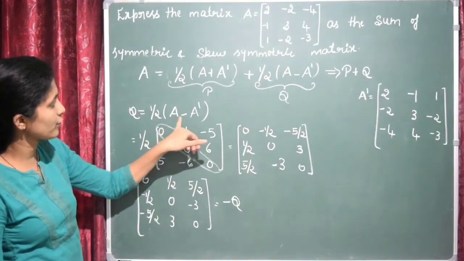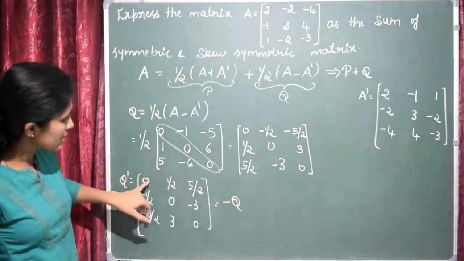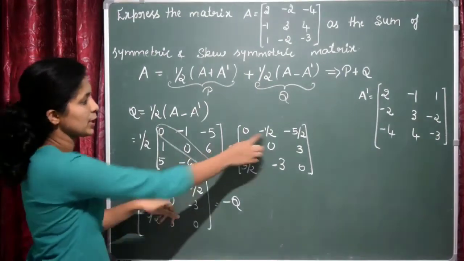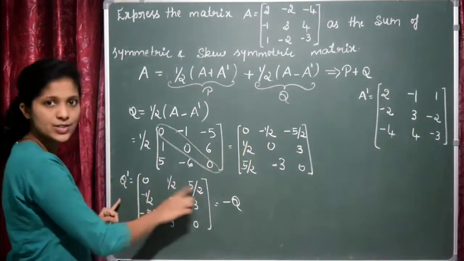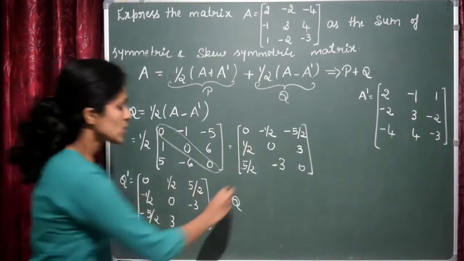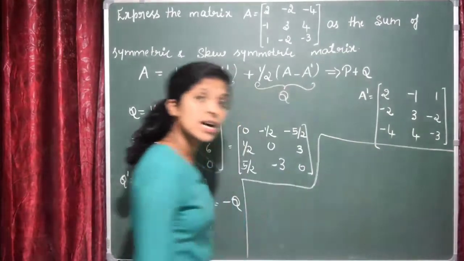So this is half of A minus A dash. This is the value of Q. If I take negative common here, 0 is this. So here plus 1 by 2, here minus 1 by 2. Here plus 5 by 2, minus 5 by 2. So Q dash is equal to minus Q. So we have proved that P is symmetric and Q is skew symmetric.